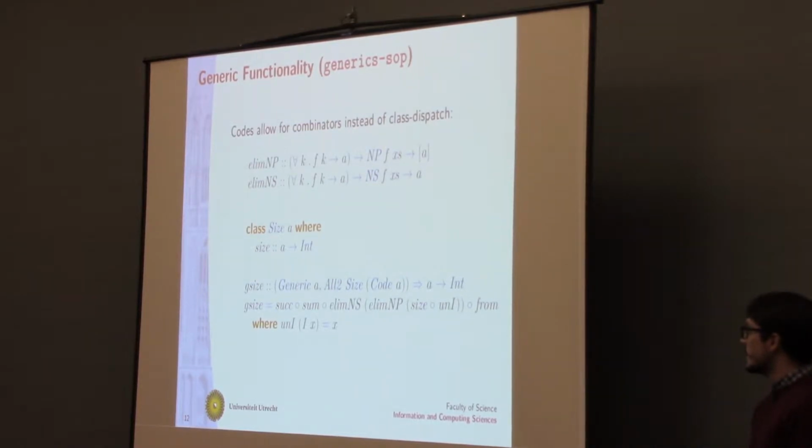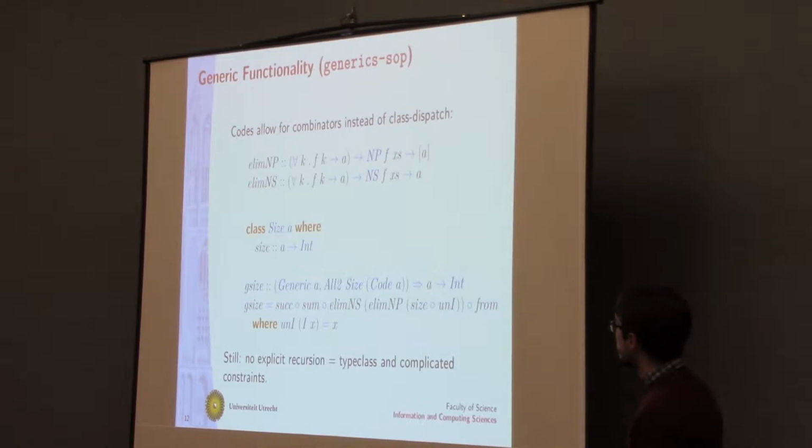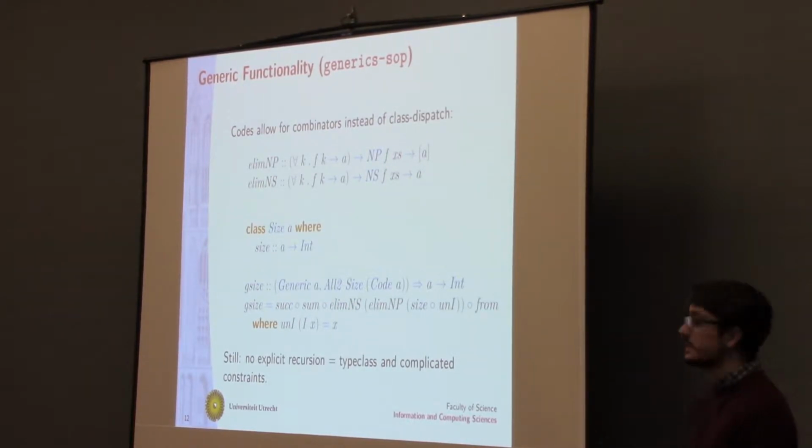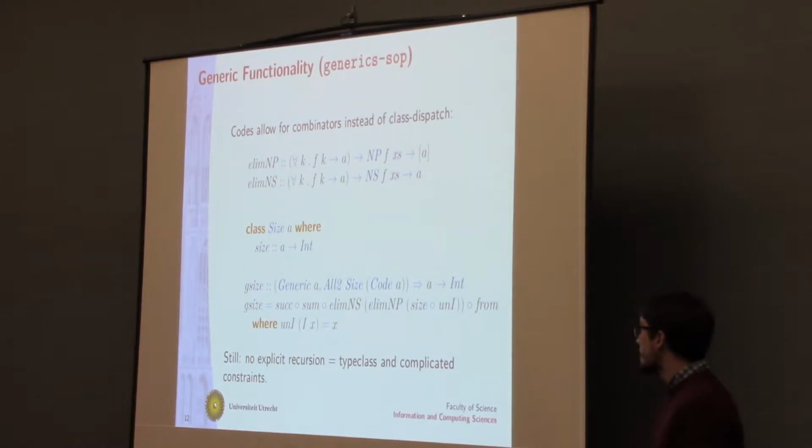Note that we still don't have explicit recursion here, so recursion is still implicit in this approach, which is why we actually need to make sure that every field can actually have a size, in the sense that it needs to have an instance of Size, which is this class here.